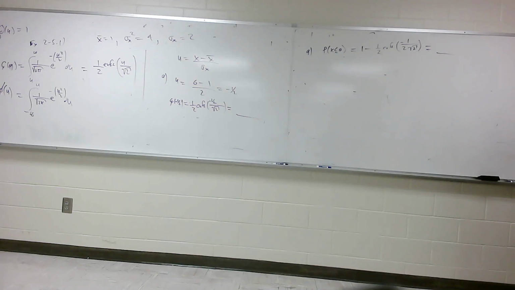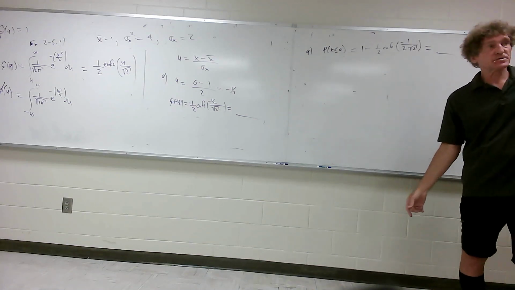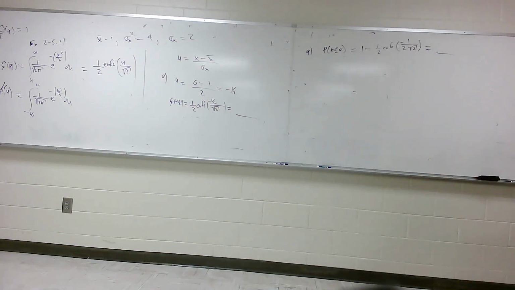Why'd you put one? That's your mean value. We said it was negative 1/2, right? I got 0.309. Now, I'm doing it my way. All right. Did anybody not get that answer? Did you get it back there? You got it?